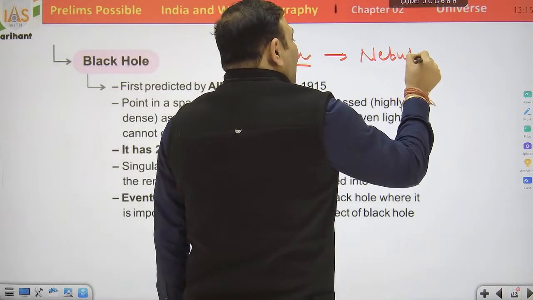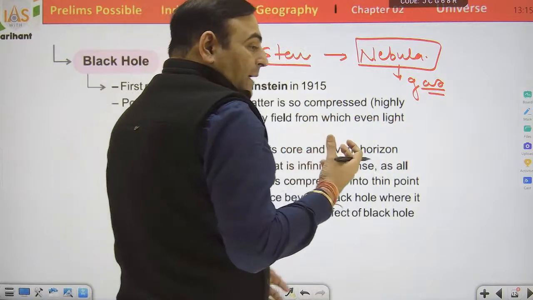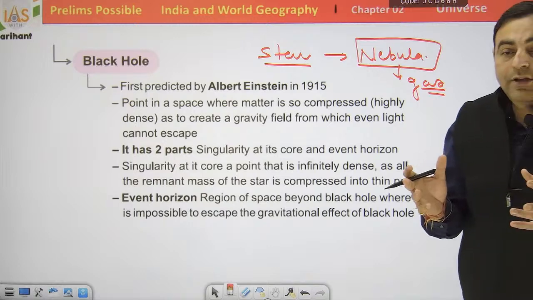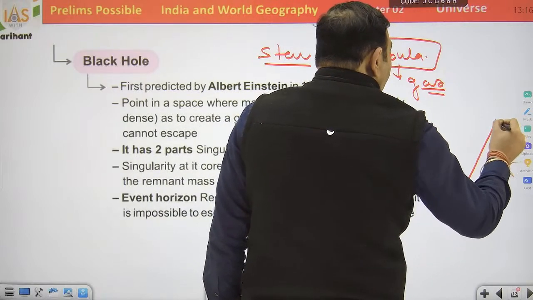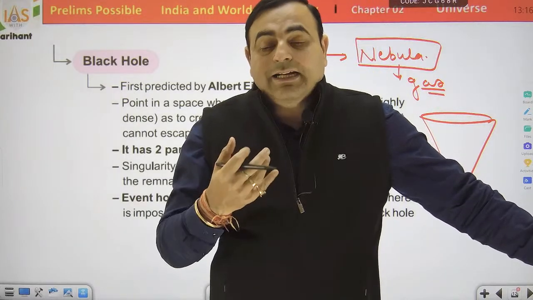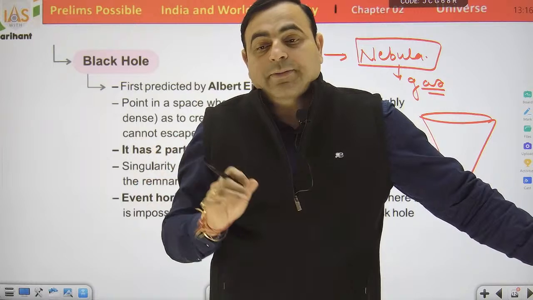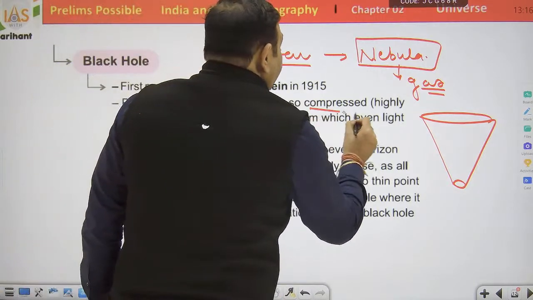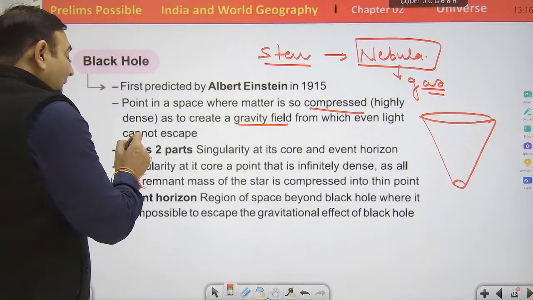What is a nebula then? A nebula means a group of gases, the clouds of gases; anything made up of clouds of gases is known as a nebula. When it explodes, a conical shape is formed where the gravity is so strong because of its density that anything entering the black hole will always collapse. It is a point in space where matter is compressed at high density to create a heavy gravity field through which light also cannot pass.